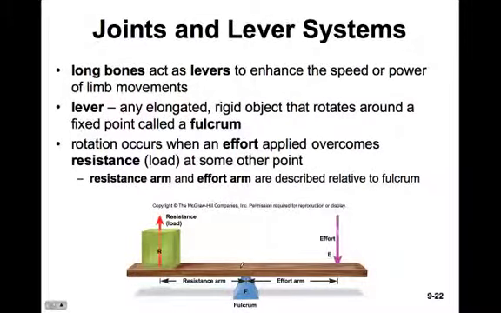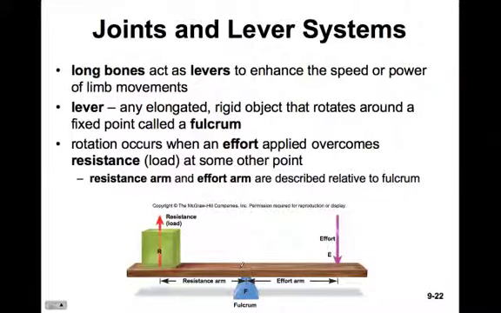So here we'll take a little venture into some physics. Joints act as levers that can enhance and speed the power of limb movements. A lever is any elongated, rigid object that rotates around a fixed point called a fulcrum. So if you were to pry a rock out of the earth with a pry bar, you're using a lever system. In this situation, we see that rotation occurs when the effort applied overcomes the resistance or the load at some other point.